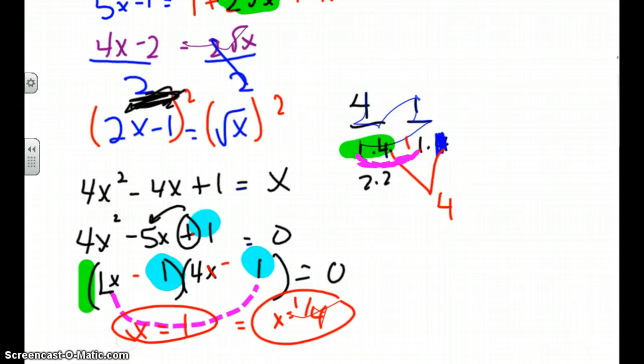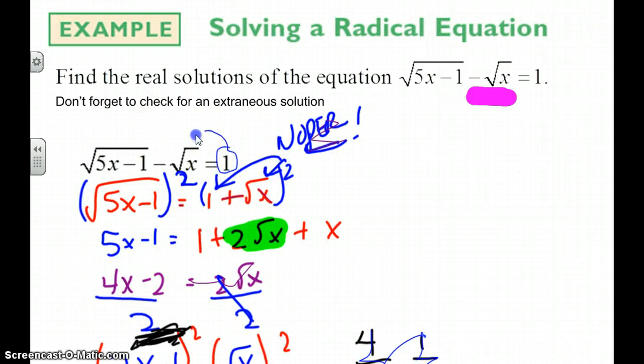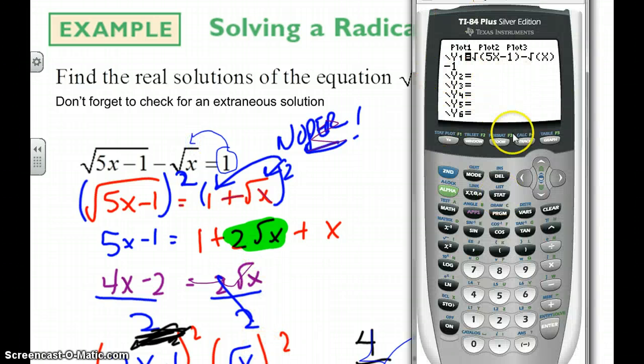Now this is kind of hard to check, so I'm going to go back to my calculator and see if I can check these on the calculator. So notice again that I'm taking this 1 and I'm going to throw it on the other side, or subtract off 1 from both sides. Type this in. I'm going to hit zoom 6.